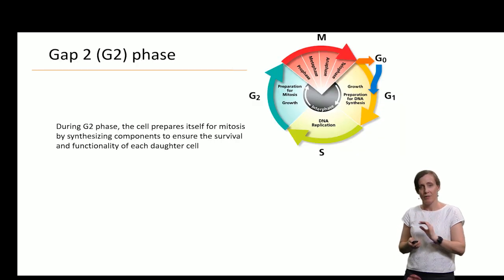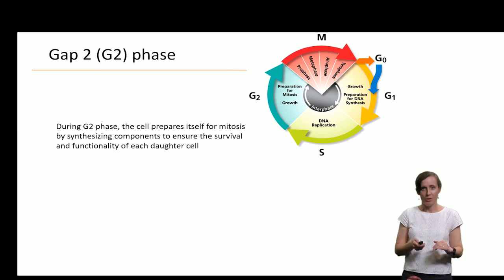Assuming that S phase is going correctly, the cell then moves into G2 phase, Gap 2 phase. In this time, the cell is preparing itself for mitosis. It's synthesizing the components to allow the survival and functionality of the daughter cells.